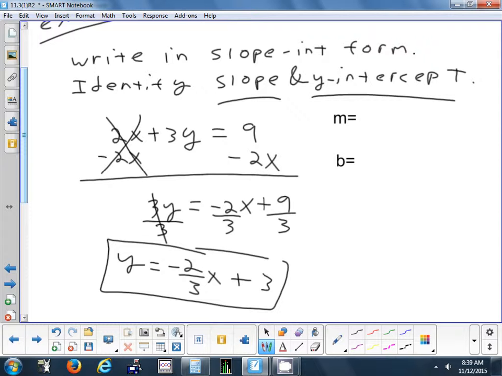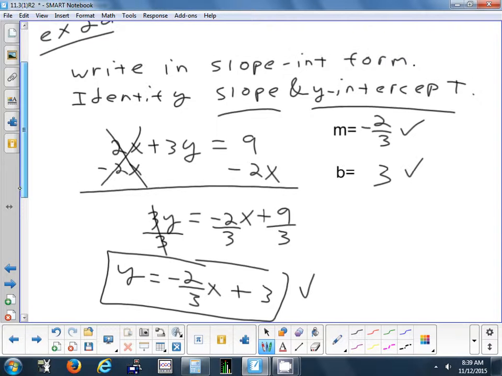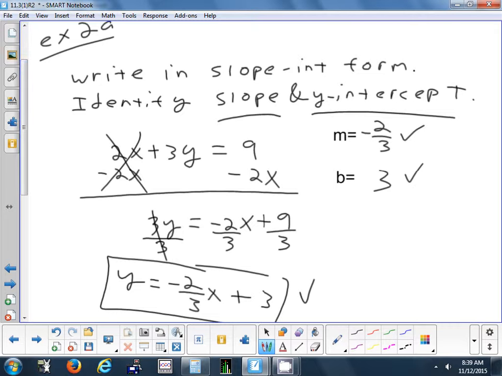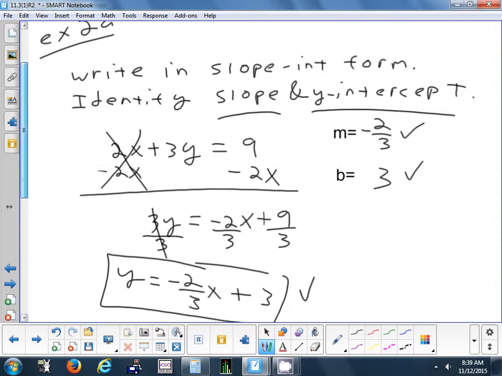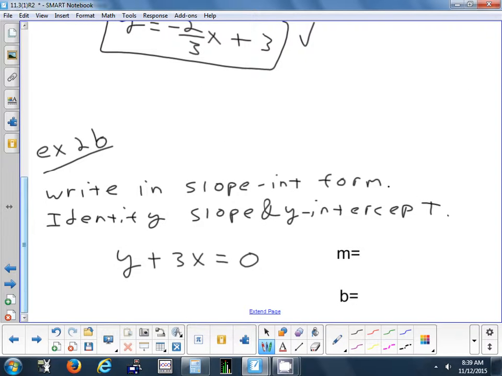What's the slope here? Yeah, -2/3. Perfect. Okay, we talked about not saying the x with it, and that's exactly what he did. How about b? Yep, 3. So everything here, perfect. Okay, you guys got any questions on that one? All right, let me do example 2b, and then we'll look at some other ones after that.